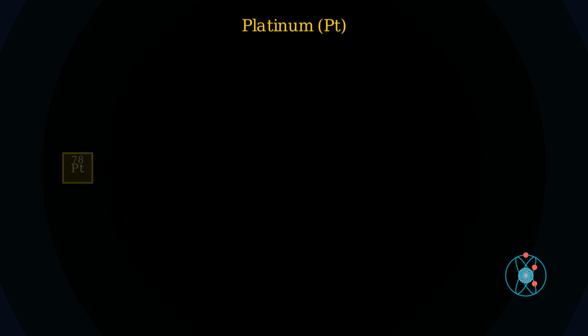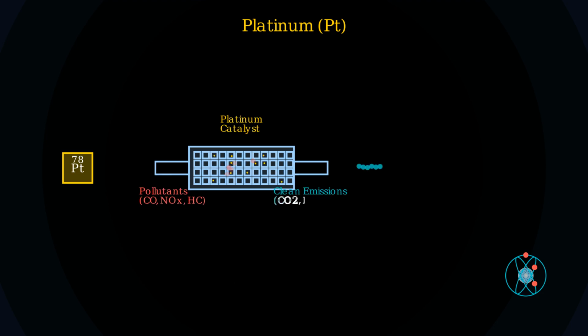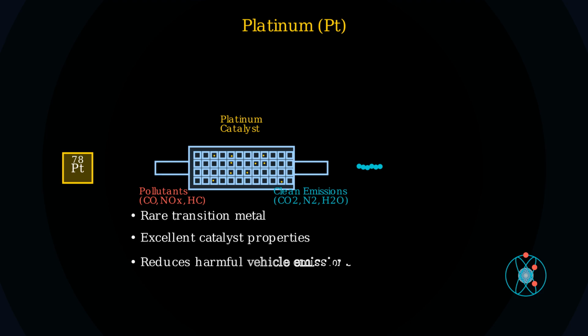Platinum, element number 78, plays a crucial role in reducing vehicle emissions. In catalytic converters, this precious metal acts as a catalyst, converting harmful pollutants like carbon monoxide and nitrogen oxides into less harmful substances like carbon dioxide and nitrogen.